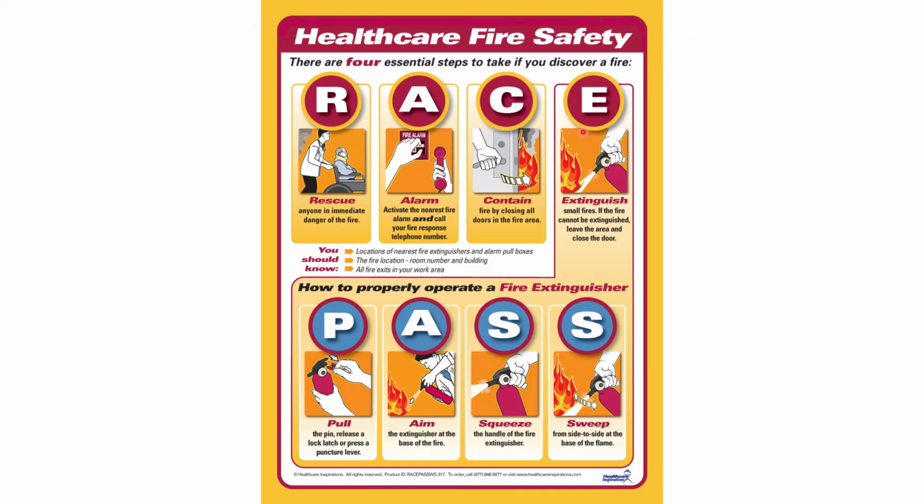The acronym RACE, Rescue, Alarm, Contain, Extinguish, is taught in schools, not just in healthcare facilities. These are the four essential steps to take if you discover a fire. So the acronym is RACE. While to properly operate a fire extinguisher, the acronym used is PASS. That's pull, aim, squeeze, and then sweep. So that's how to properly operate a fire extinguisher. Always remember this, class.